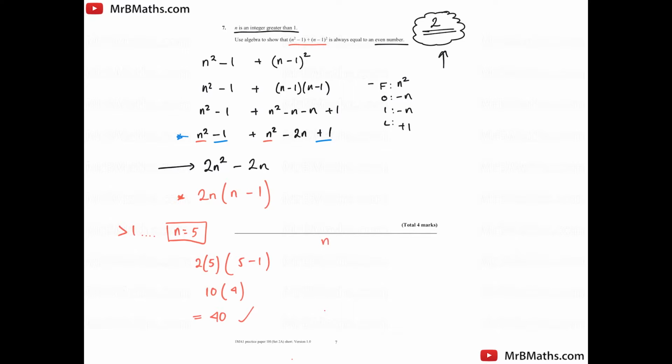Let's try n equals 3. Okay, so then we've got 2n times n minus 1. Then we've got 2, bracket 3, 3 minus 1, close bracket. Then we have 6 times 2, which gives us 12. Okay, so you can check this one more time, let's say with 10.